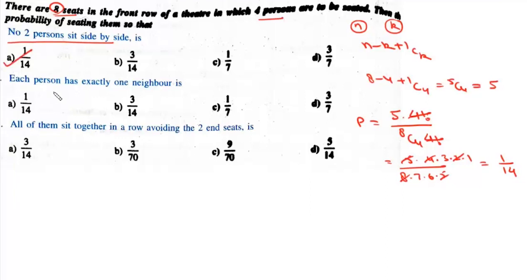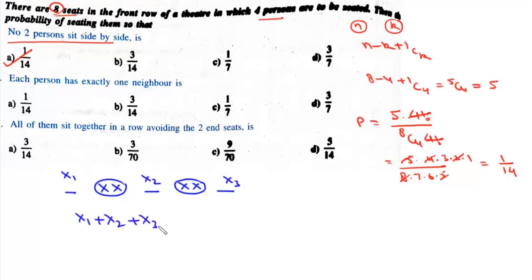Now the next one is each person has exactly one neighbor. Now when each person has exactly one neighbor, that means 2 of them are sitting together, and another 2 are sitting together. And in between them, there should be at least 1. So suppose there are x1 seats here, x2 seats here and x3 seats here. So we write x1 plus x2 plus x3 must be equal to 4, where x1 and x3 are greater than or equal to 0 and x2 is greater than or equal to 1.